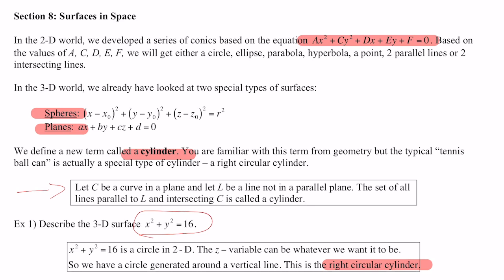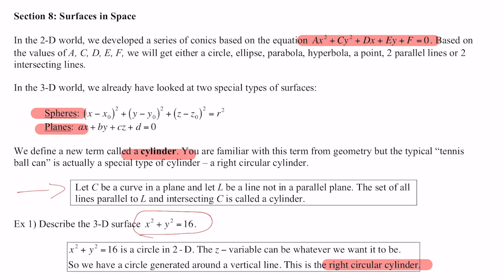In 3D space, the z is not constrained by anything. So this would be defined for all values of c. The curve x squared plus y squared equals 16 would exist on the plane c, and then the line L would be the z-axis that extends forever upwards and downwards. So this would describe what's called a right circular cylinder.